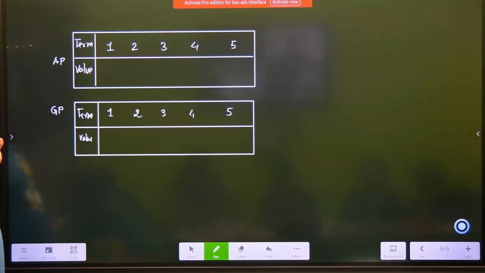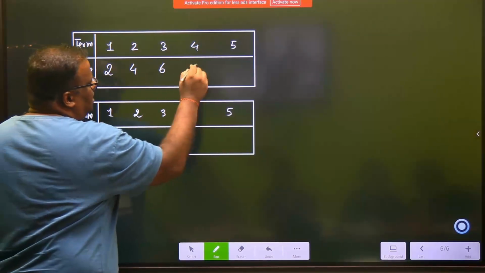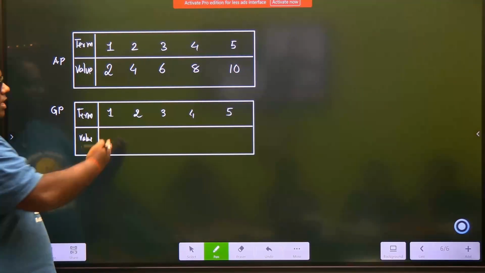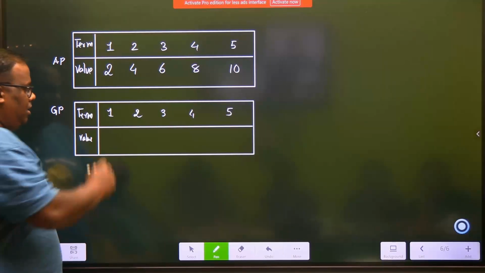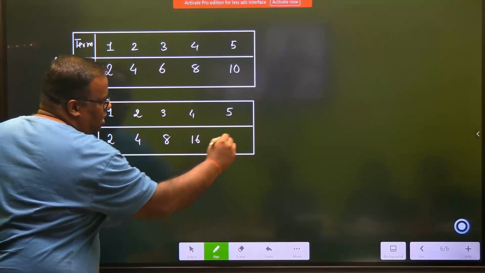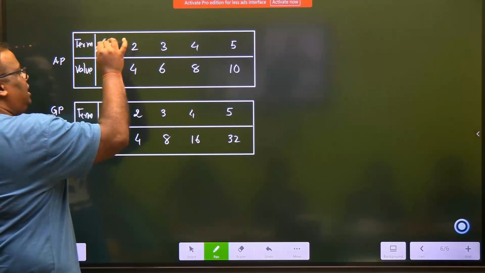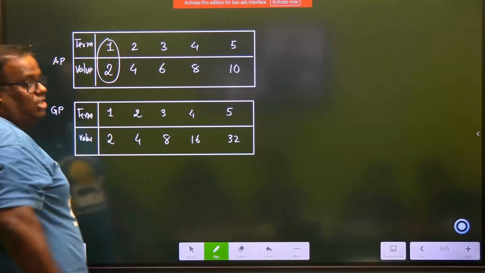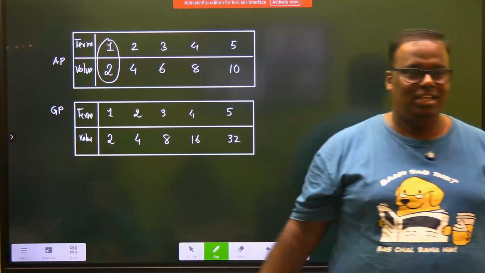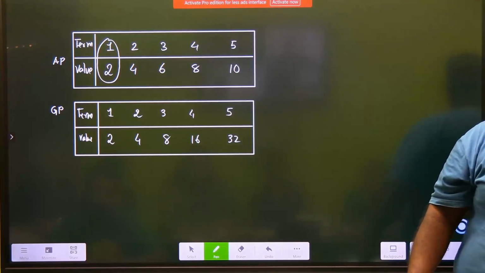Take one example arithmetic progression. Take an easy one, with a difference of 2: 2, 4, 6, 8, 10. And the other one, how to do it? Multiply by 2 each time: 2, 4, 8, 16, 32. Right? Treat each of them as an ordered pair, a Cartesian pair, and draw their graph and see. An AP will always give you a straight line. A GP will give you a curve.